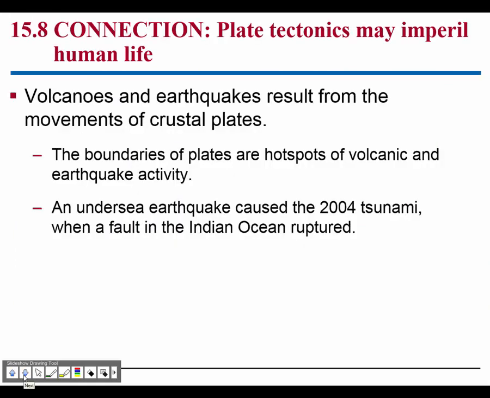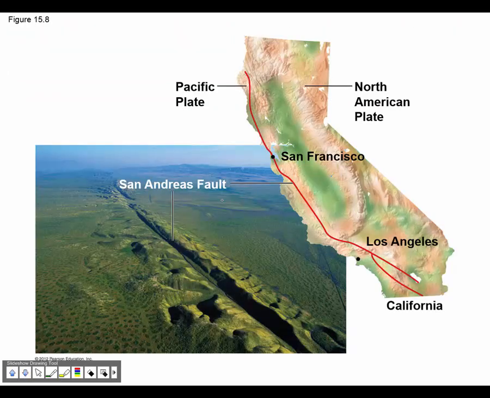So volcanoes and earthquakes happen because the plate boundaries shift and move, and that movement is an earthquake. An undersea earthquake caused the 2004 tsunami when a fault in the Indian Ocean ruptured, and that caused that massive wave and all sorts of problems.